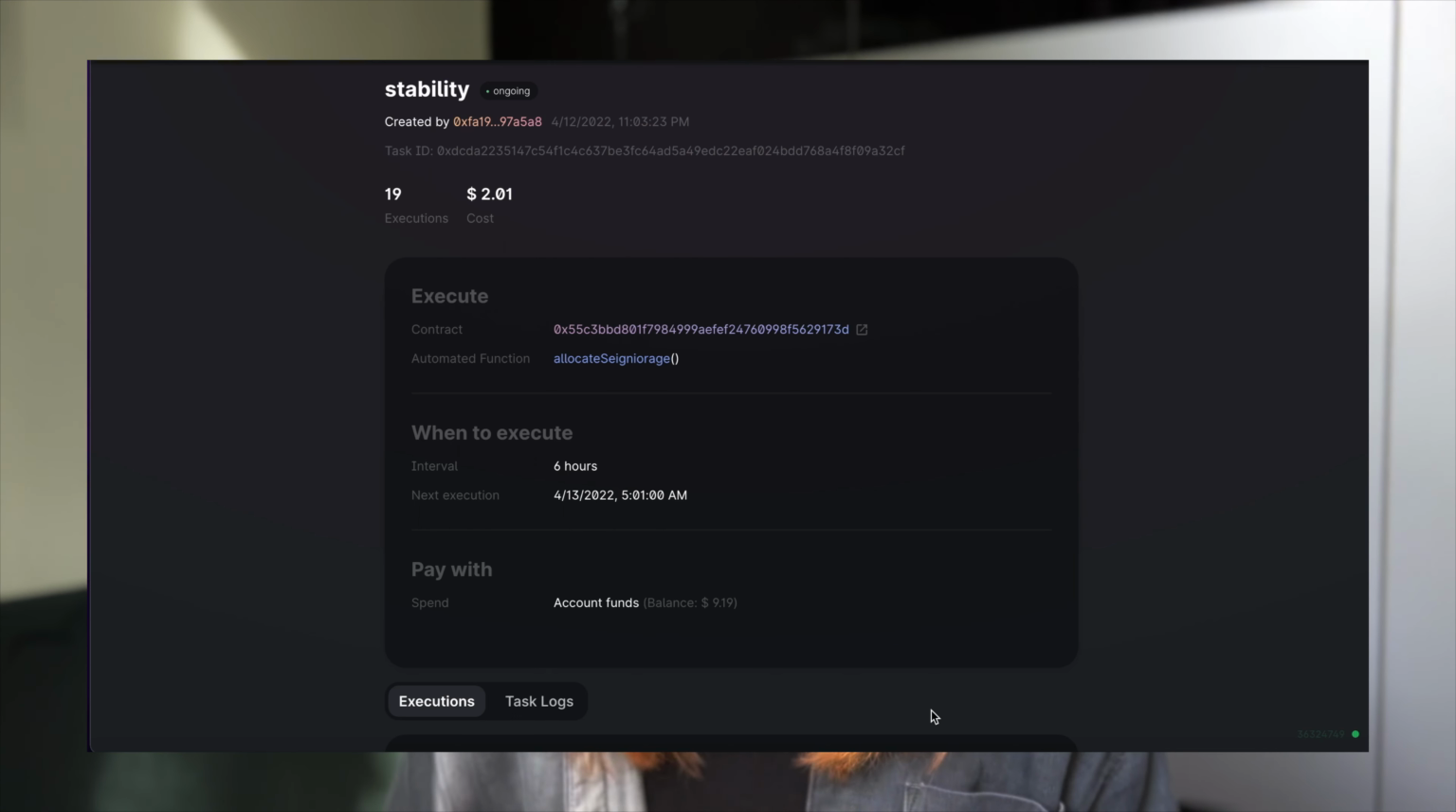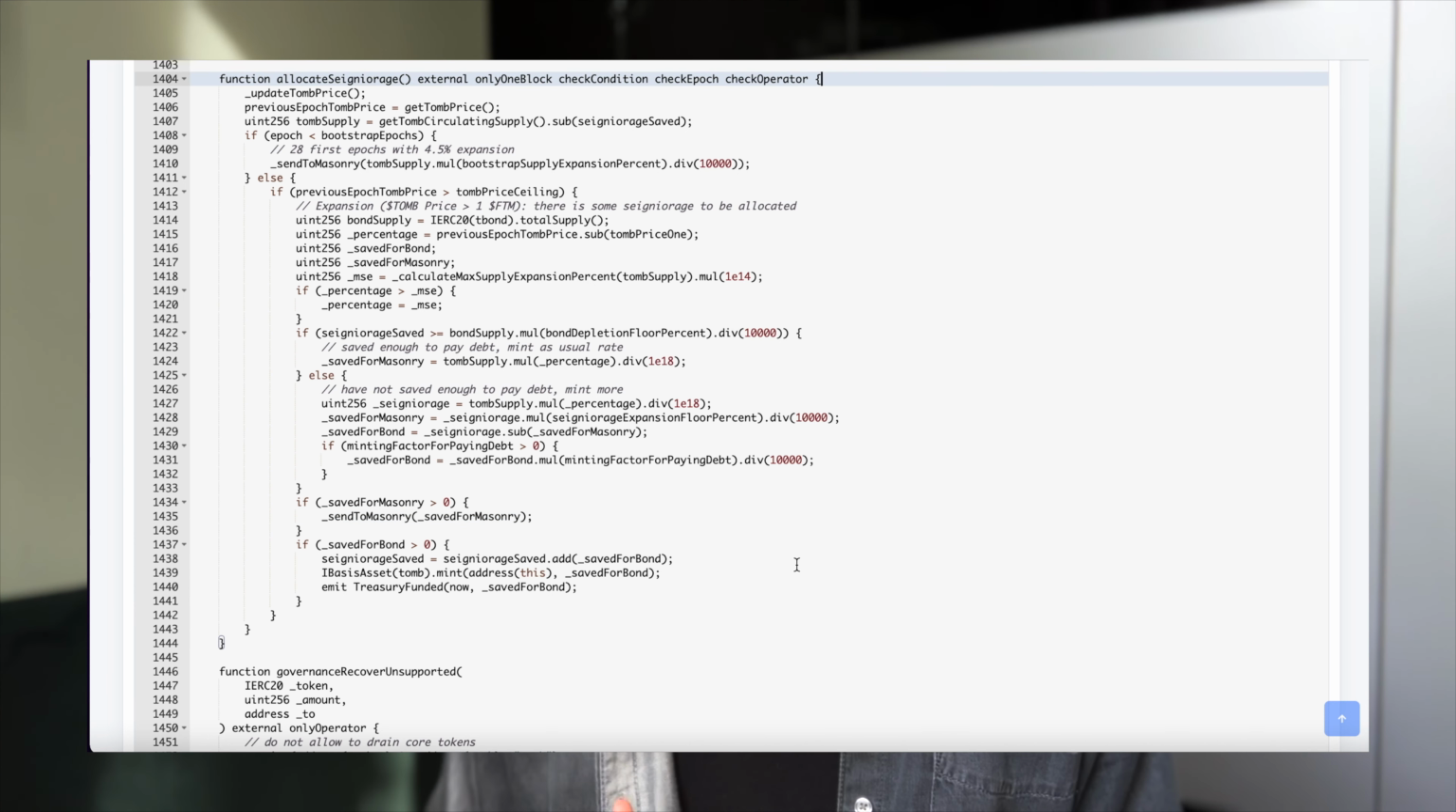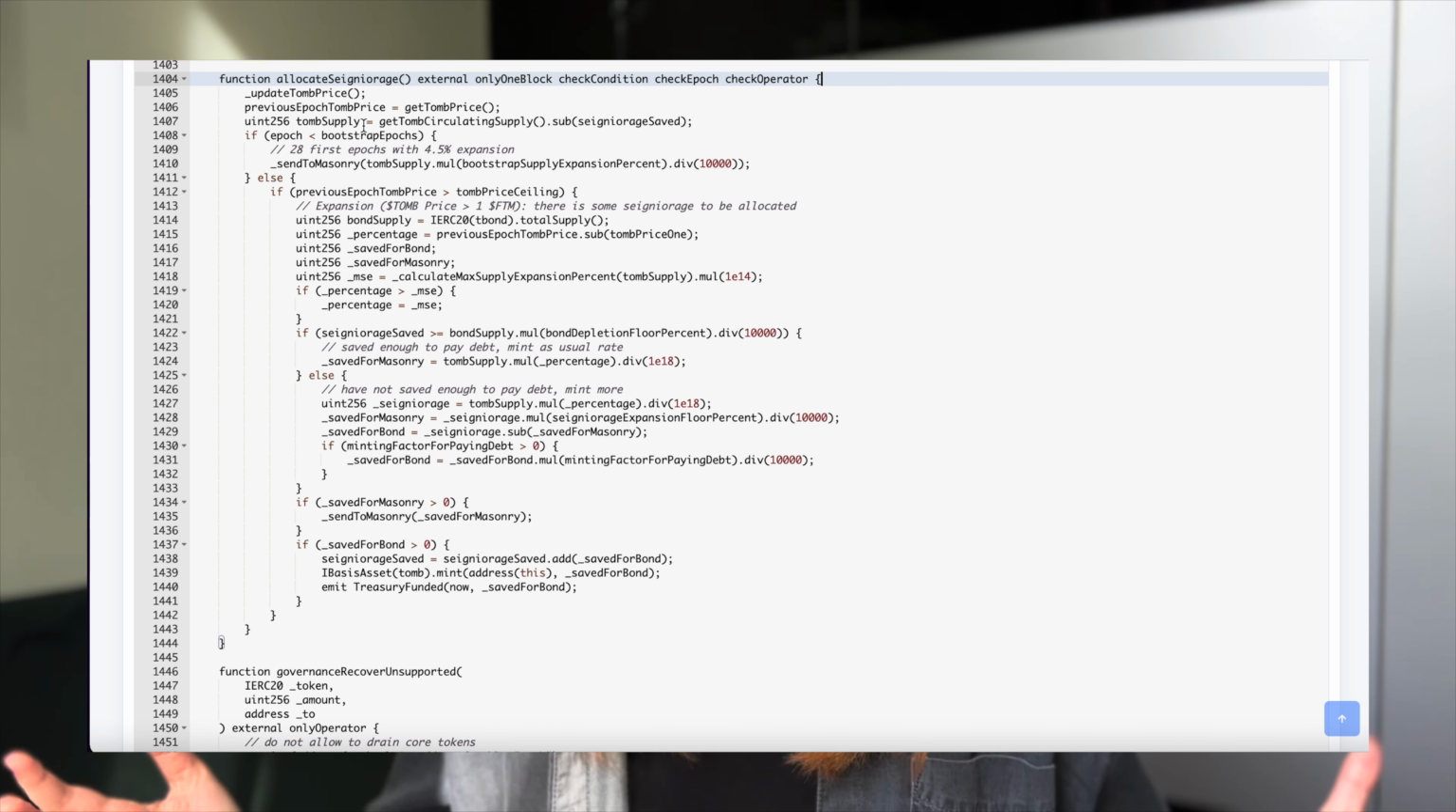And if we peek at the smart contract, it looks like there's a lot going on in this function allocate seigniorage. And there's definitely a bit of math happening here. You'll notice the use of epoch in a few places, which in crypto is just considered a period of time. It's usually based on how long it takes the network to finalize a specific number of blocks. So they're comparing the price from the previous epoch to see if seigniorage needs to be allocated, and then checking if tokens need to be minted at a faster rate in order to make that happen.